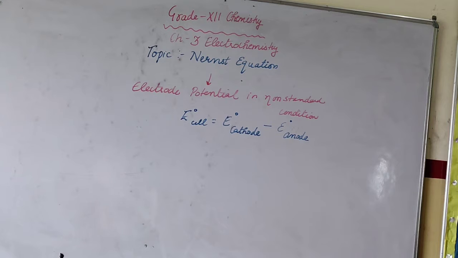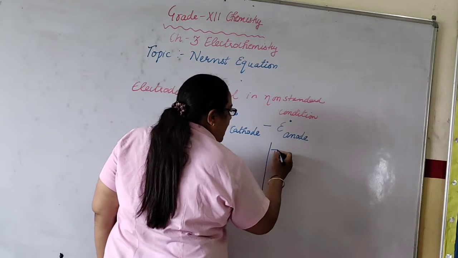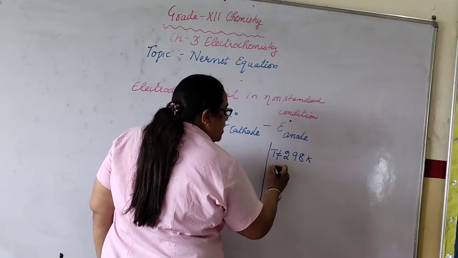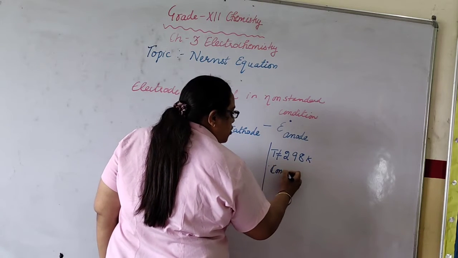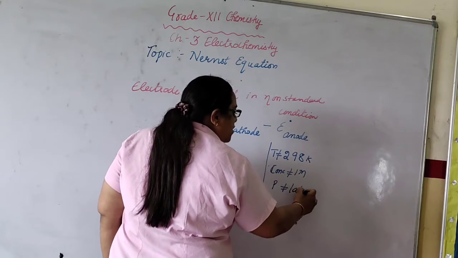In this lecture, we are going to start with the Nernst equation of chapter 3, electrochemistry. The Nernst equation is used to calculate electrode potential in non-standard conditions, which means the temperature is not 298 Kelvin, the concentration is not 1 molar, and the pressure is not 1 atmosphere.